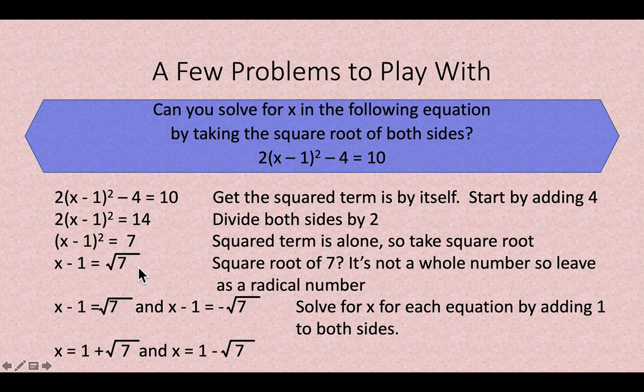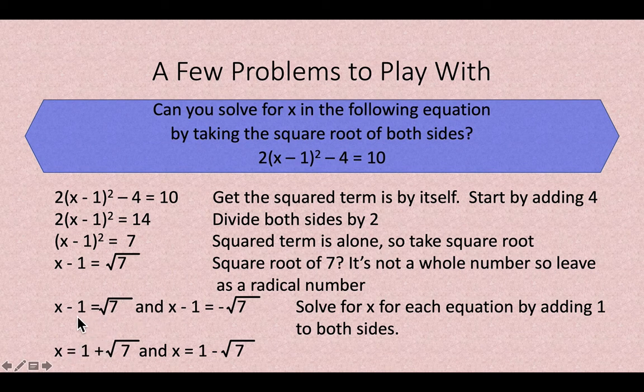The square root of 7 is not a perfect square, so it's going to be some ugly number. We know the square root of 4 is 2, and the square root of 9 is 3. So the square root of 7 is going to be somewhere between 2 and 3, and it's going to be a decimal number that doesn't repeat and does not end. So we should leave this in radical form. So that means we will say x minus 1 equals a positive square root of 7, and x minus 1 equals a negative square root of 7. And our negative is on the outside of our radical.